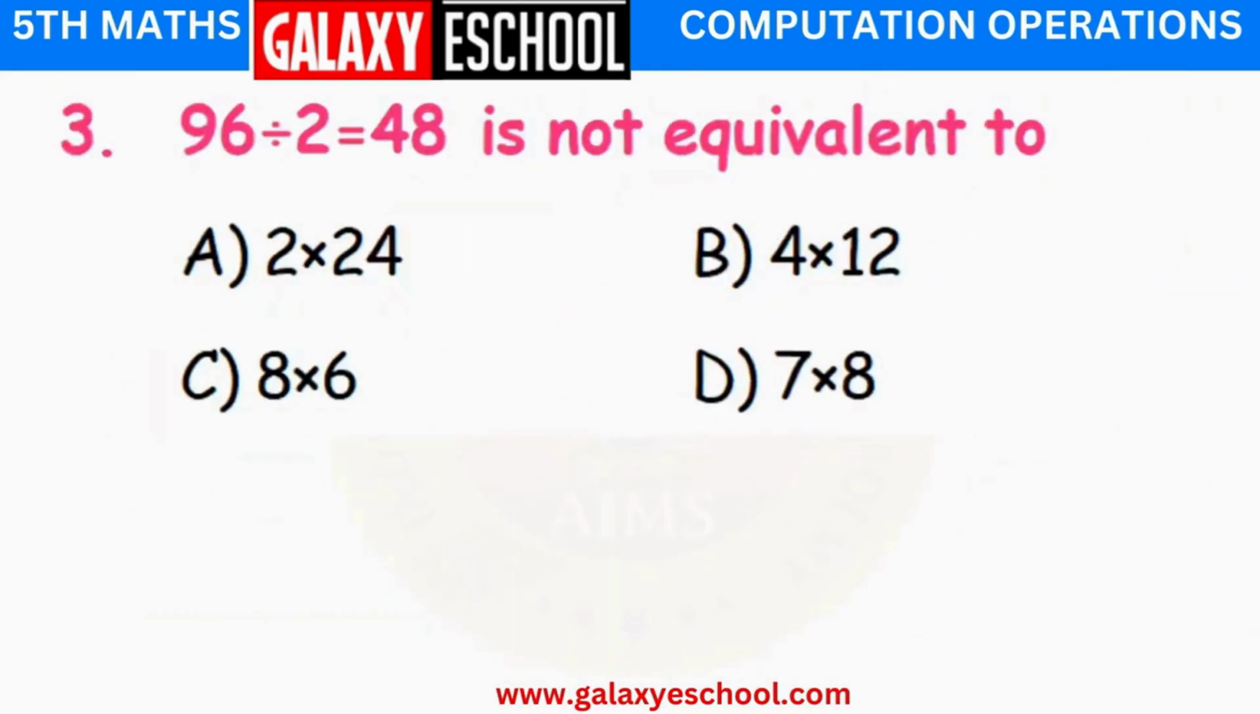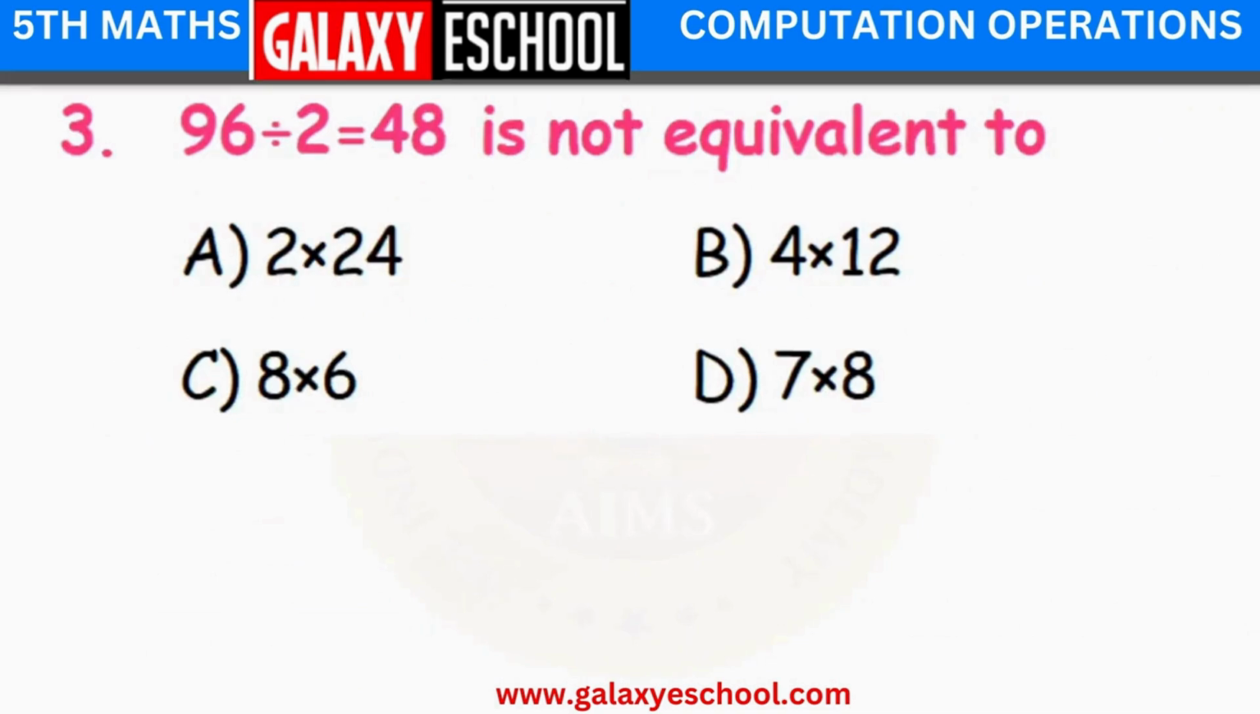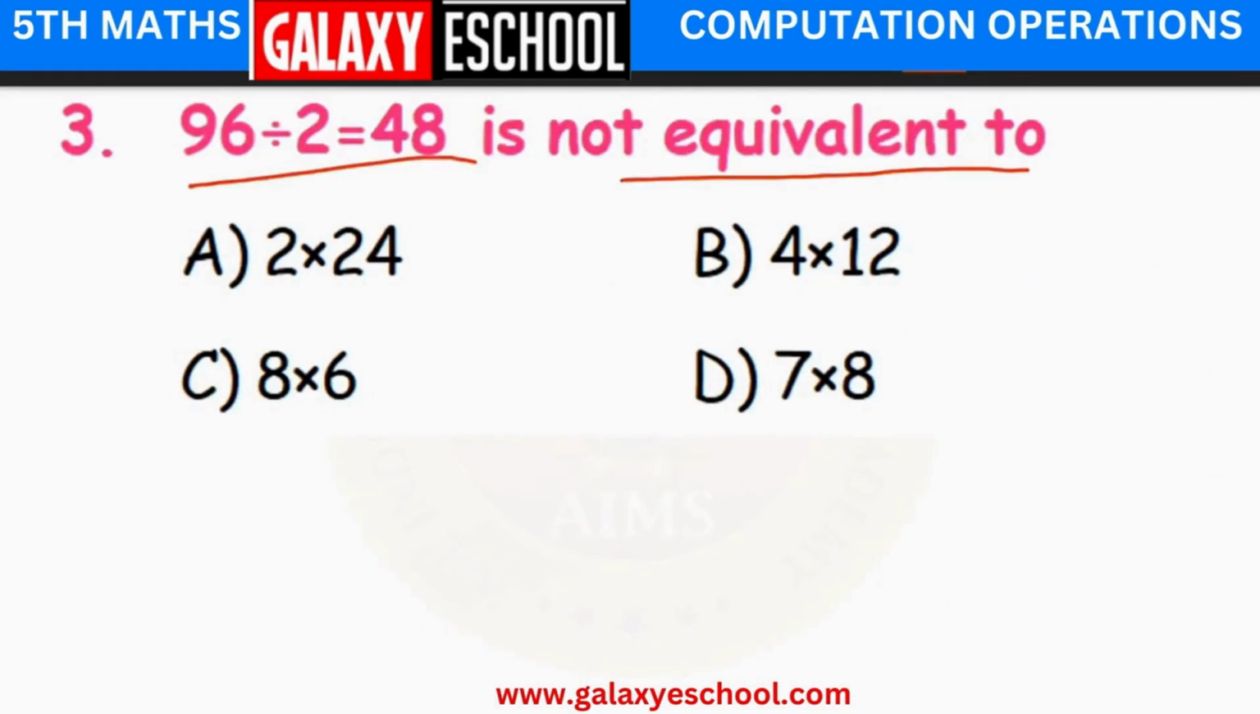Clear children? Coming to question number 3. 96 by 2 is equal to 48 is not equivalent to 2. Now here the quotient is 48. Yes. So in the same way we need to find answers of all these numbers here. We have to find the products. Now what should we find out? The number which is not equivalent to 48. First let us find out the products.